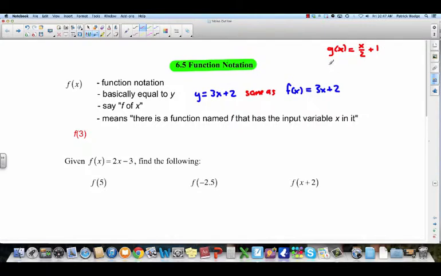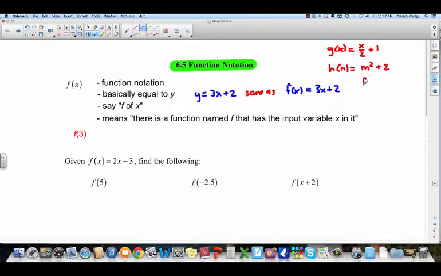It could be, how about h of m equals. Okay, I have a function which I've named h, and there's an input value called m. So you're going to expect to see an m over here because that's my input amount. So maybe it is m squared plus 2 or something. Okay?